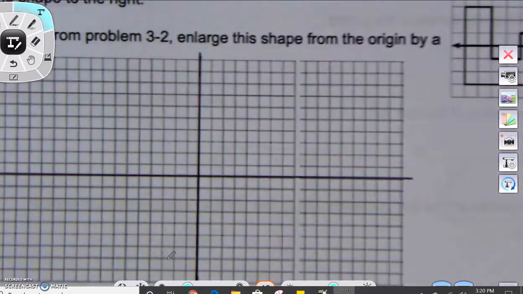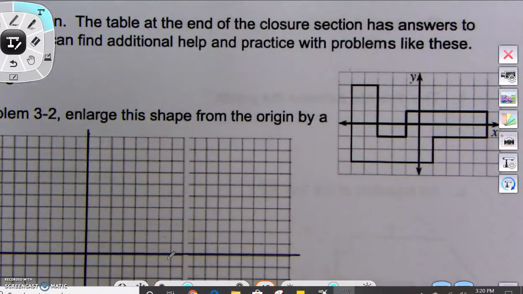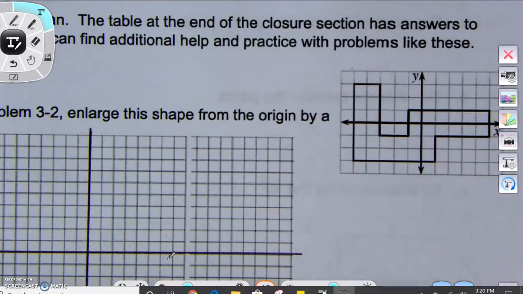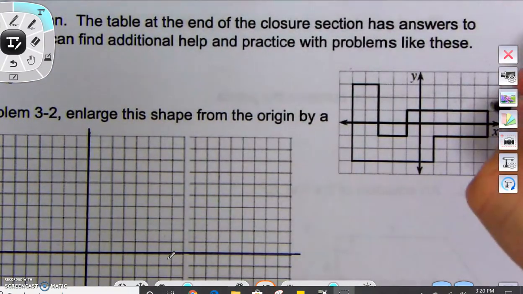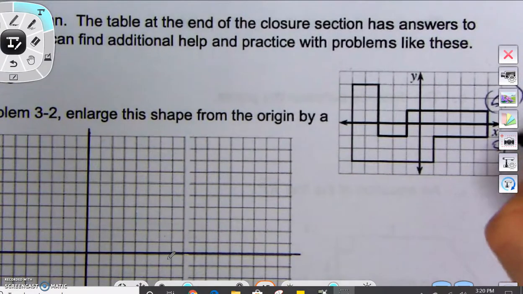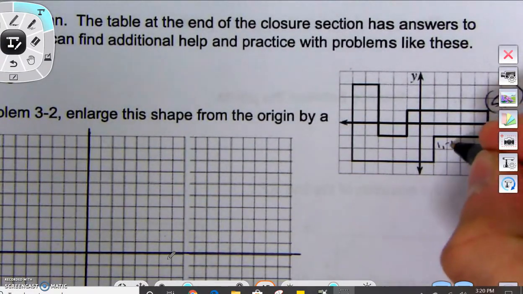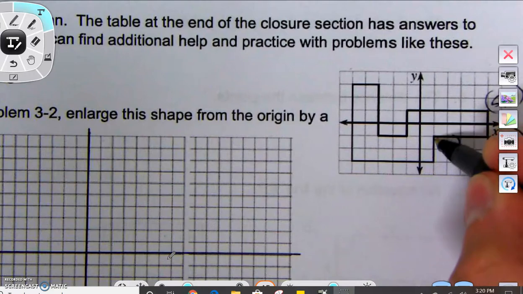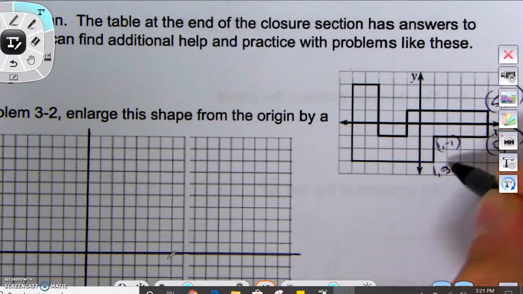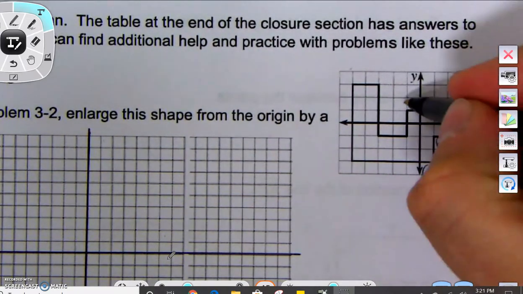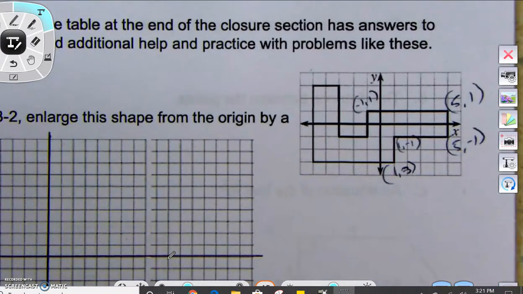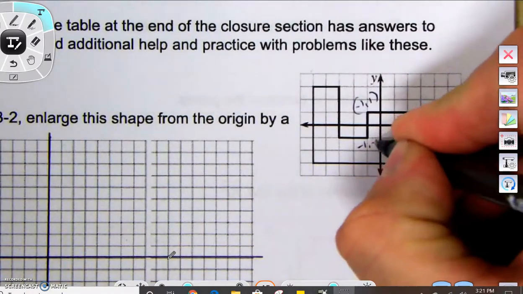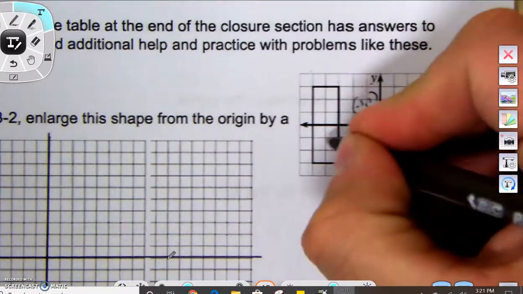So I already drew in a coordinate grid here for us to be able to use. I'm going to go over here and figure out what these ordered pairs are that I can take and multiply by our scale factor. So 1, 2, 3, 4, 5. So this one is 5, 1. I have 5, negative 1. I have 1, negative 1. We have 1, negative 3. And so on and so on. So I can fill in what those values are that I'm going to multiply by our scale factor.